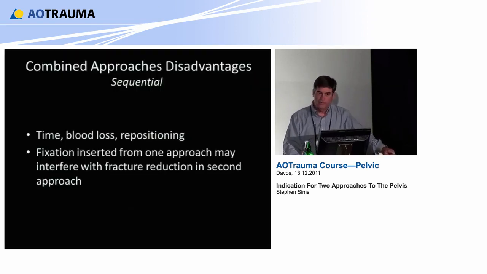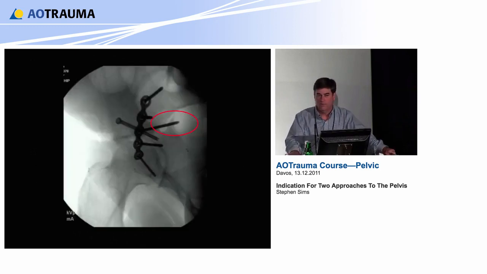The sequential approaches, if you do dual approaches, one following the other, does require repositioning normally. This requires a significant amount of time and probably increases blood loss that you would get from two separate approaches. Additionally, it's important to remember that the fixation you place through one approach can interfere with the fixation of the opposite. So this is a case in point where the anterior column is fixed first, and you can see this screw, which fortunately was recognized. But if it's not recognized, then it becomes a three-stage operation instead of a four-stage operation when you get to the back and realize that you cannot reduce the posterior column because you have a screw protruding through into it.